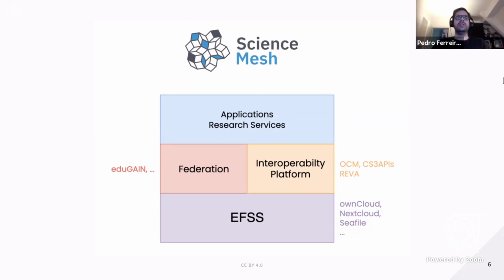So we have on one side, the federation. That's the part which relates to controlling the nodes which are part of the mesh, cataloging them, measuring indicators on them. And on the other side, complementary to this, we have the IOP, the interoperability platform, which takes care of the actual communication between the nodes and underlies the whole idea of this mesh.